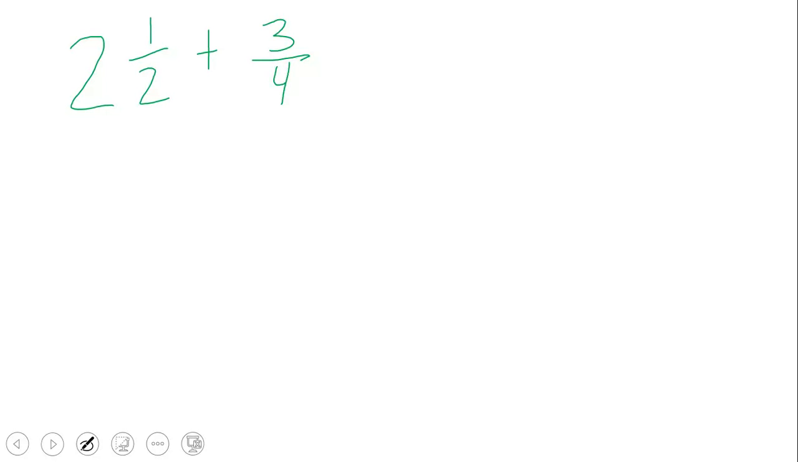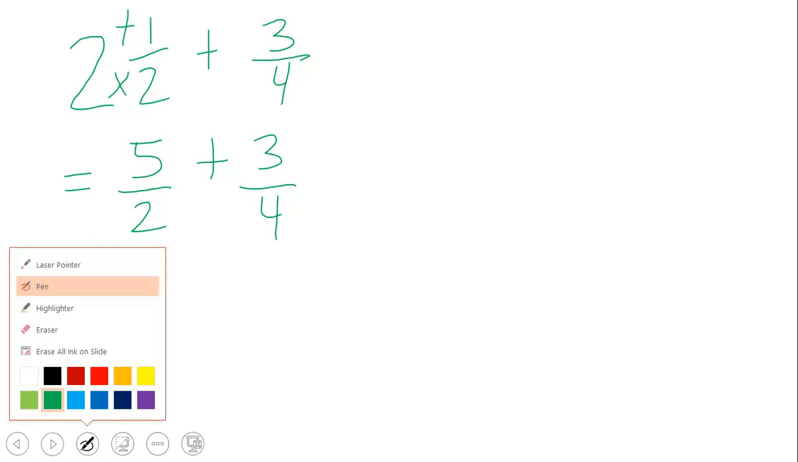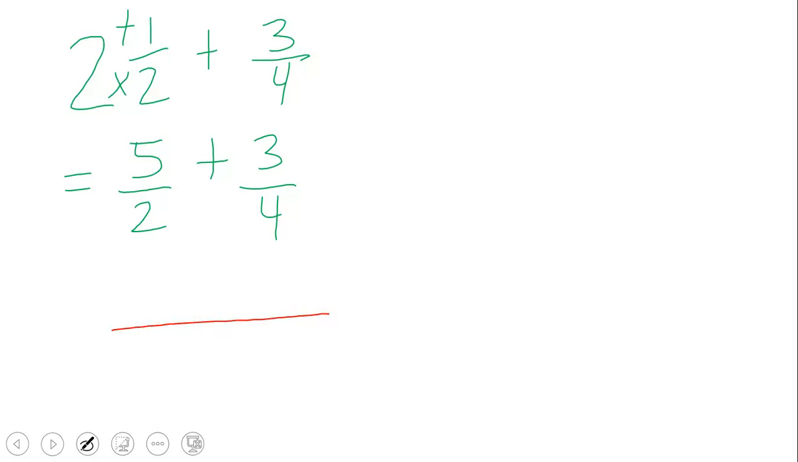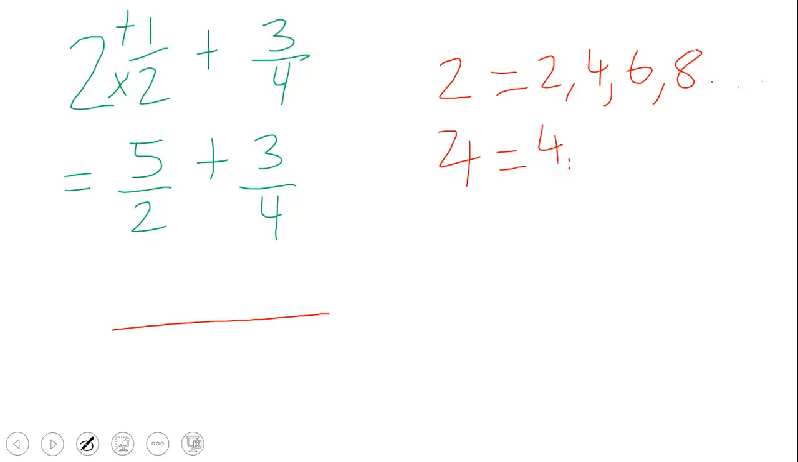Let's convert 2 and 1 over 2 to an improper fraction, so we say 2 times 2 is 4 plus 1 is 5. So that's 5 over 2, plus 3 over 4. Okay, and we ask ourselves the question, what is the LCM of 2 and 4? Well, some multiples of 2 are 2, 4, 6, and 8. Some multiples of 4 are 4, 8, 12, and so on. The lowest common multiple of 2 and 4 is indeed 4. So 4 is our denominator.